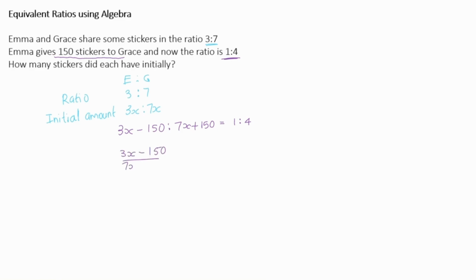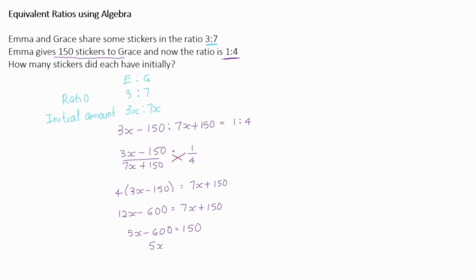So we can put this as (3x minus 150) over (7x plus 150) is equal to 1 over 4. We can now cross multiply this to get 4 times (3x minus 150) is equal to 7x plus 150. If we expand the brackets, we will now have 12x minus 600 is equal to 7x plus 150. If we then minus 7x on both sides, we will be left with 5x minus 600 is equal to 150.